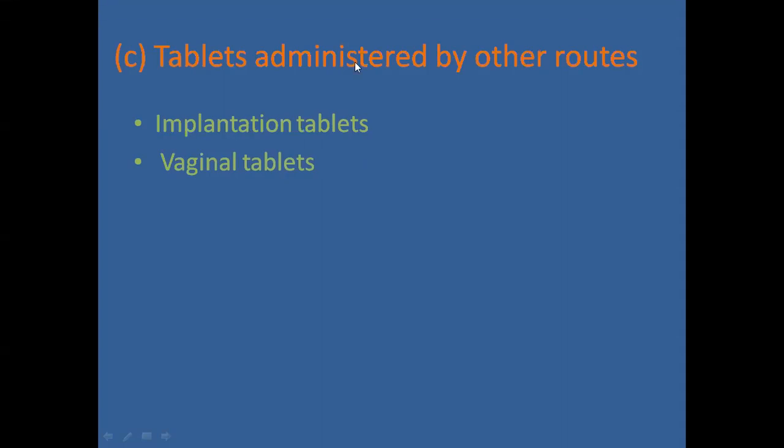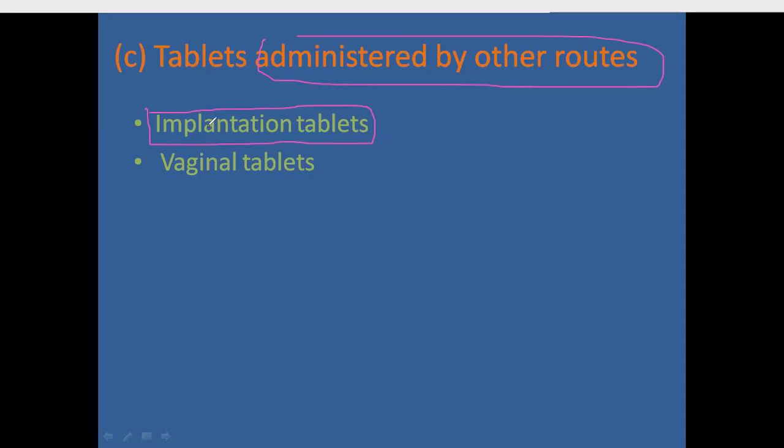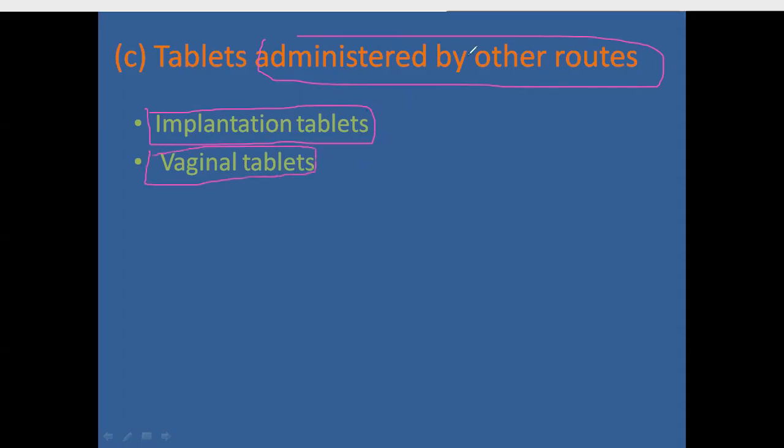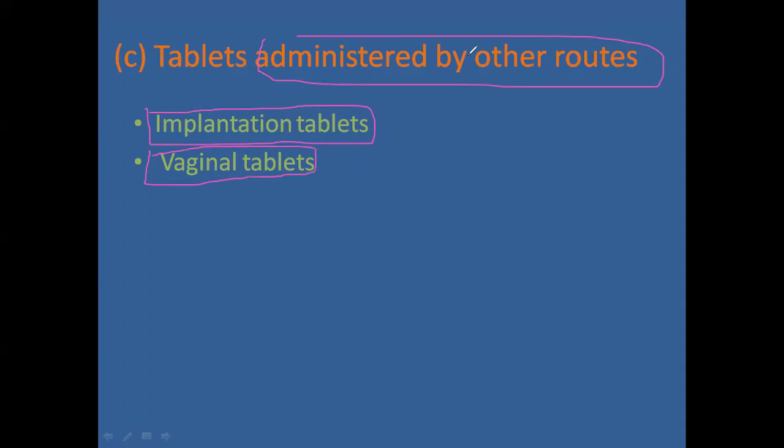Then the third types of tablets are the tablets which are administered by other routes. Now this is given by subcutaneous route. Okay, sometimes you will find that these implantation tablets are given by being inserted beneath the skin with the help of minor surgery. Then we have vaginal tablets, so these are inserted into the vagina.